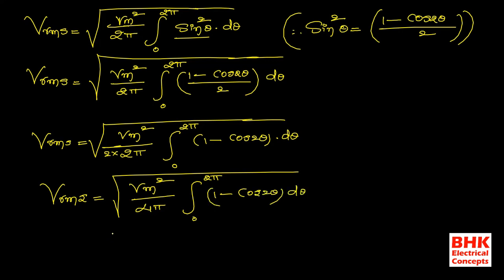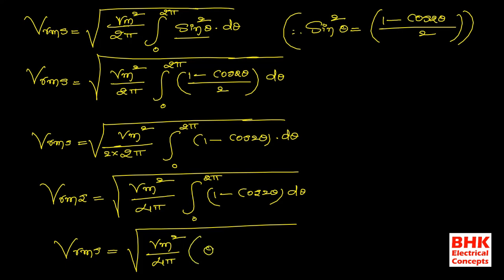Now here, integration of 1 minus cos 2 theta, so just apply integration for that particular term. So here Vm square divided by 4 pi. Now see, integration of 1, it gives what? Theta, minus integration of cos 2 theta, it gives sin 2 theta divided by 2, having limits from 0 to 2 pi. Okay, so we are having a limit from 0 to 2 pi.